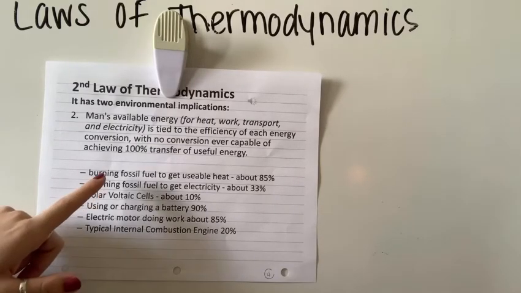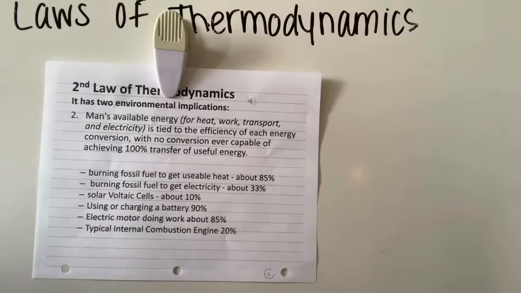First one says burning fossil fuel to get usable heat. This is about 85% efficient, so it's really not too bad. Now, burning fossil fuel to get electricity decreases the efficiency by quite a bit, down to 33%. Moving on to solar voltaic cells, these only get about 10% efficiency, so that means that there is a lot of energy being put in, but not a lot of output or reward for whatever it is that they're trying to accomplish. Then we have using or charging a battery.